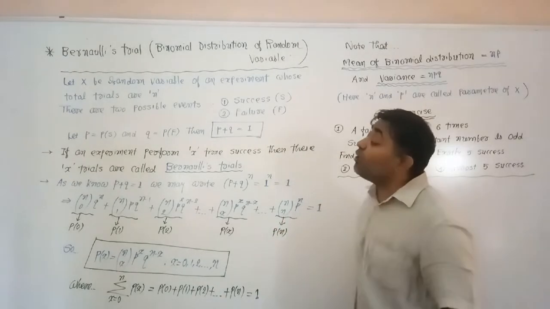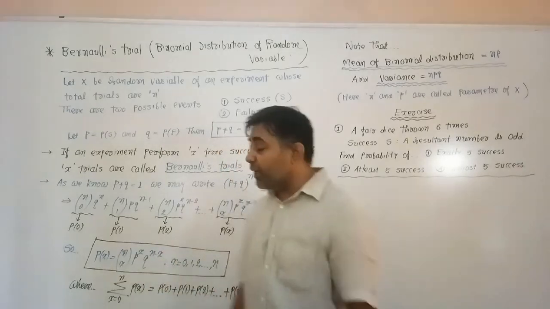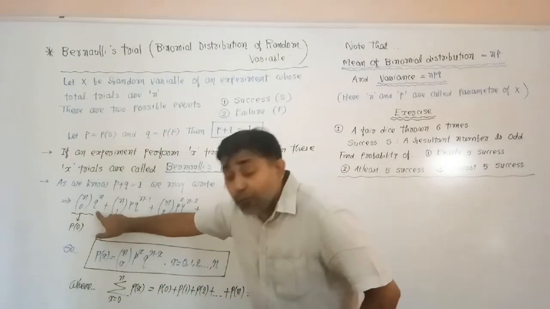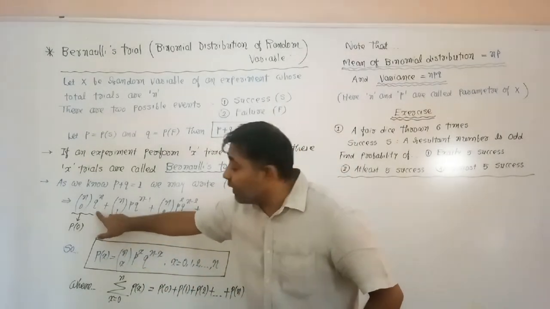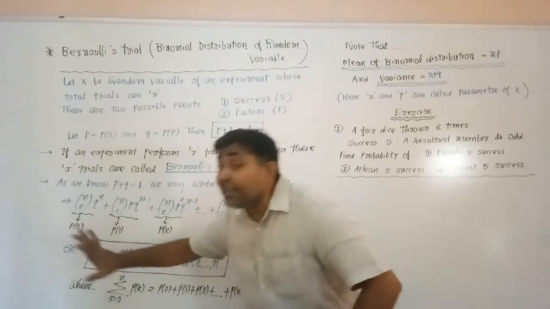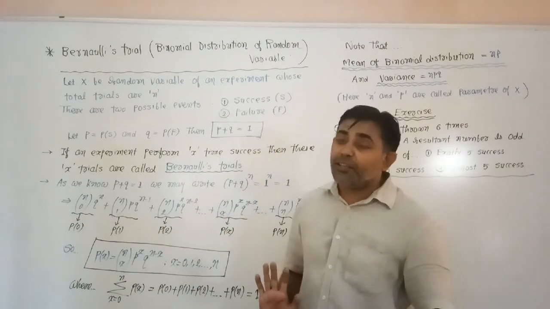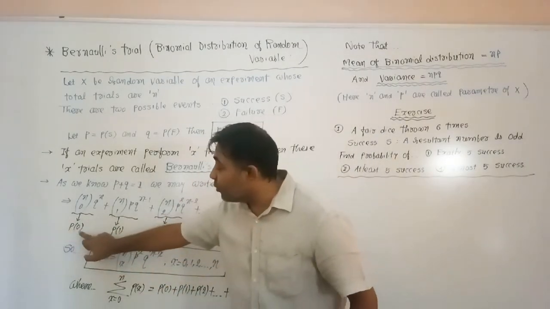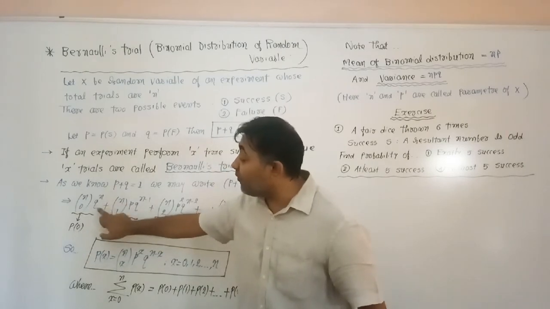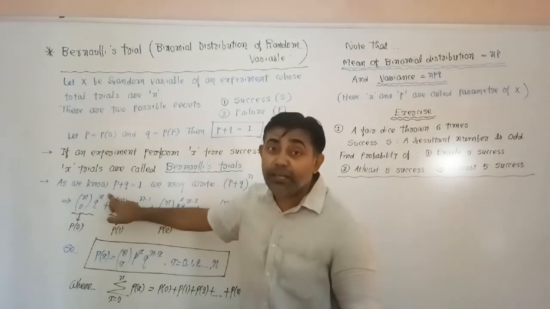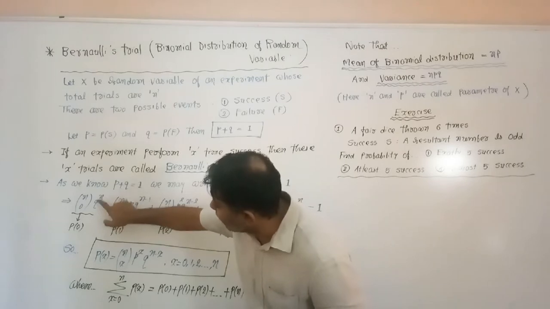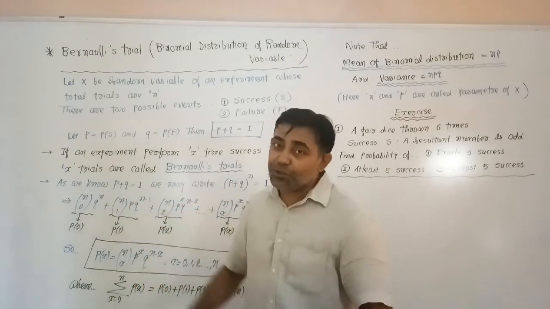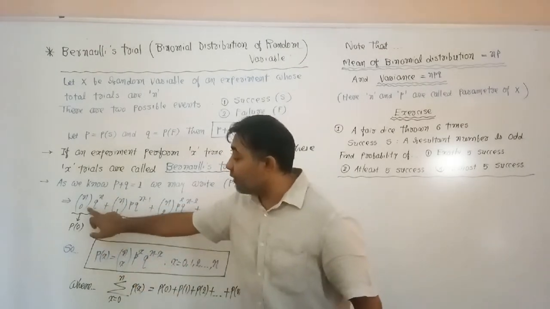Now what is the meaning of this? See, the meaning is very interesting. The first term of this binomial expansion is the probability of getting 0 times success. See, probability of 0 successes means all times failure. q is the probability of failure. Just read it as n times failure, q raised to n. So P of 0, that's why p raised to 0.